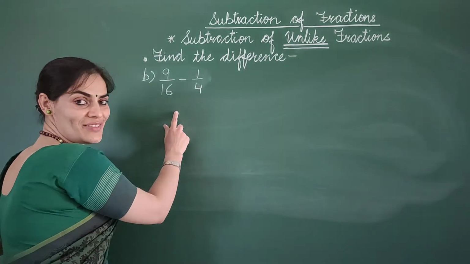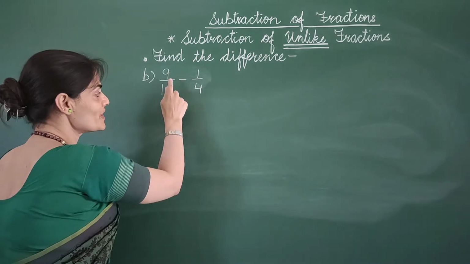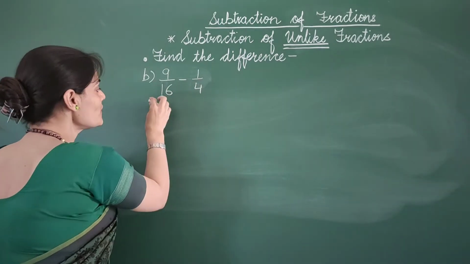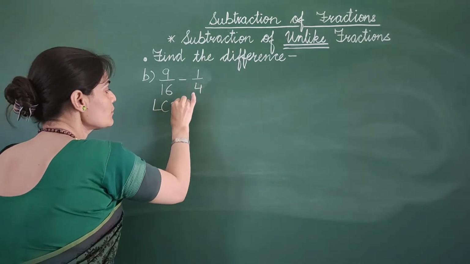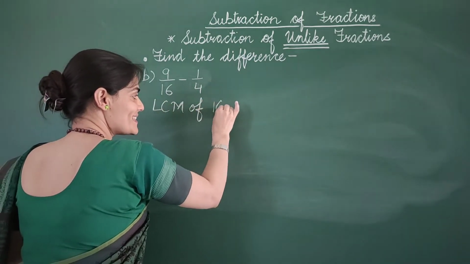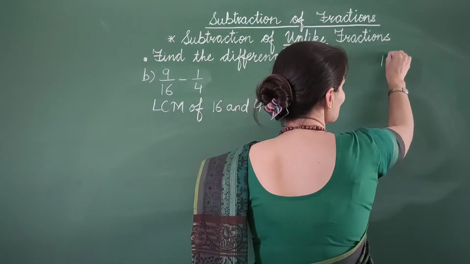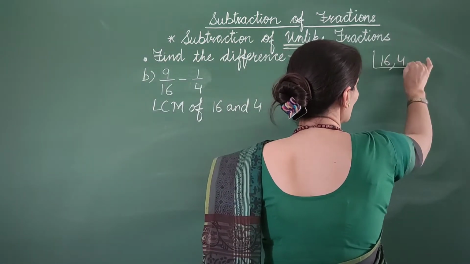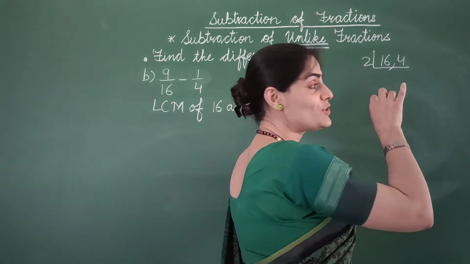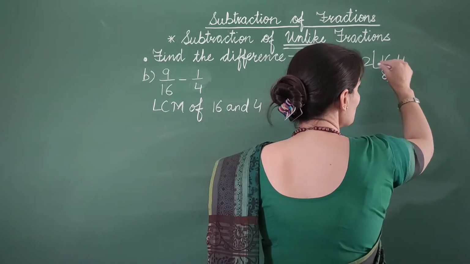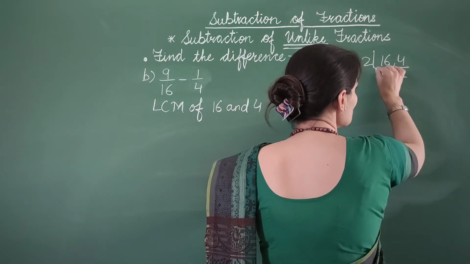In part B, we are finding the difference between 9 by 16 and 1 by 4. So we first find the LCM of 16 and 4. So let's do the calculations. I write here 16 and 4. We begin dividing them by 2. So 16 divided by 2 will give us 8. 4 divided by 2 will give us 2.